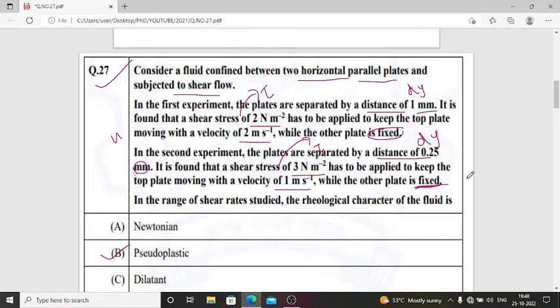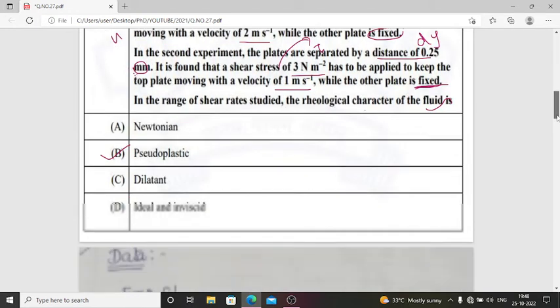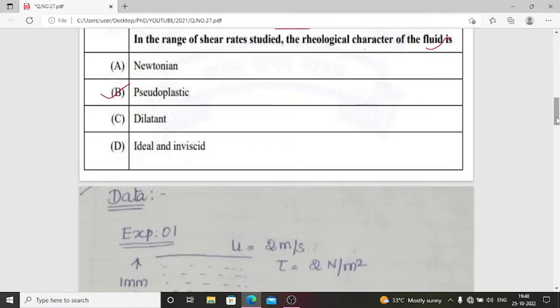In the range of shear rates studied, the rheological character of the fluid is: so we have 4 options. The answer for this problem is option B. I am going to explain how it is.